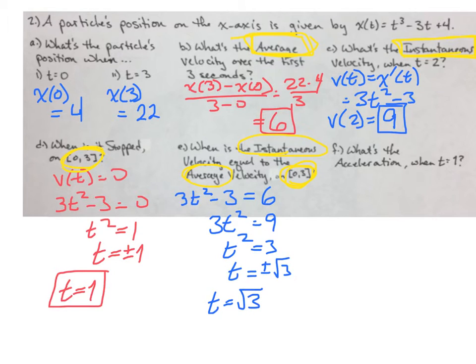Lastly, I want to know what is the acceleration when t equals 1. Well, remember that acceleration is going to be the derivative of velocity. So we just take that velocity function we have and find its derivative, 6t. Now we can plug in 1 because I want to know what's the acceleration at 1, and that's just going to be 6. And then we're done.